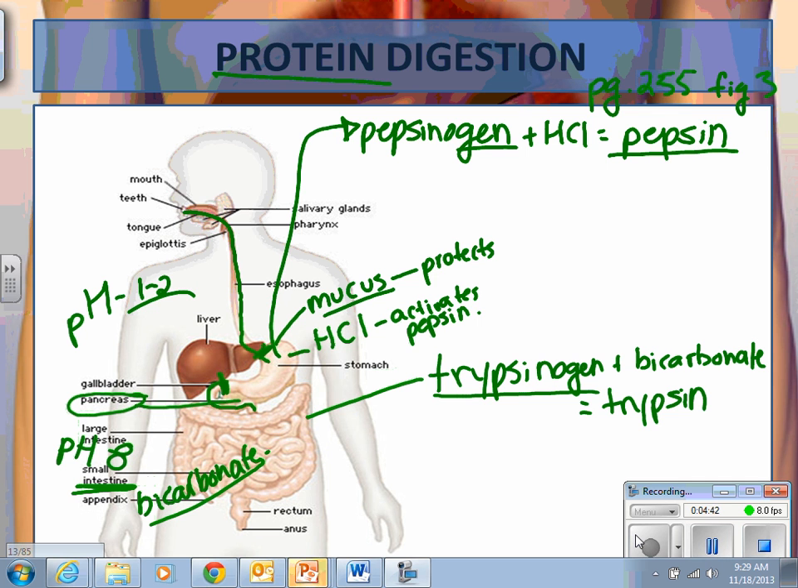There is one more protein-digesting enzyme that gets secreted directly from the walls of your small intestine. It's not produced in the pancreas. This is called erepsin, and it continues to break those bonds between amino acids until eventually our huge three-dimensional protein is just a whole bunch of small individual amino acids. Those are now small enough that we can absorb them through the small intestine.